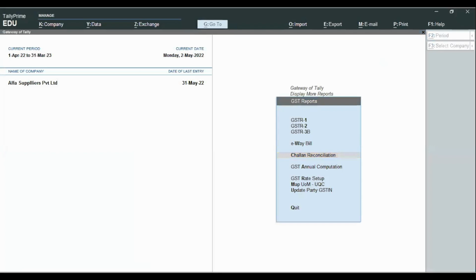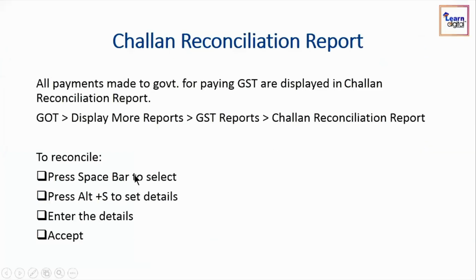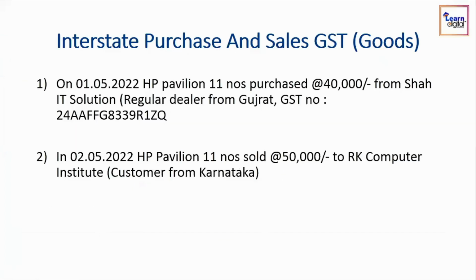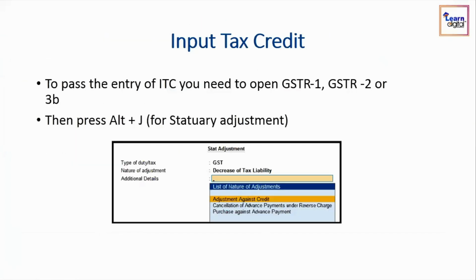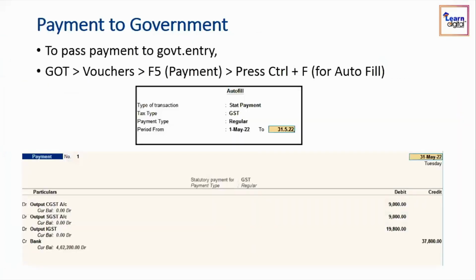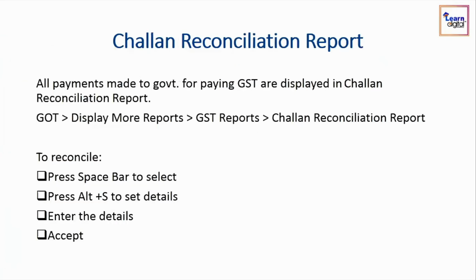So in this session we learned how to enter interstate purchase and sales of goods, and then we checked different GST reports, GSTR1, GSTR2 and GSTR3B, and then we went for ITC. We need to take ITC, input tax credit, and for that we first made a statutory adjustment and then we paid to the government through autofill. These two entries are very important, and after paying to the government we reconcile the challan. So these are the three important steps that need to be taken care of all the time.